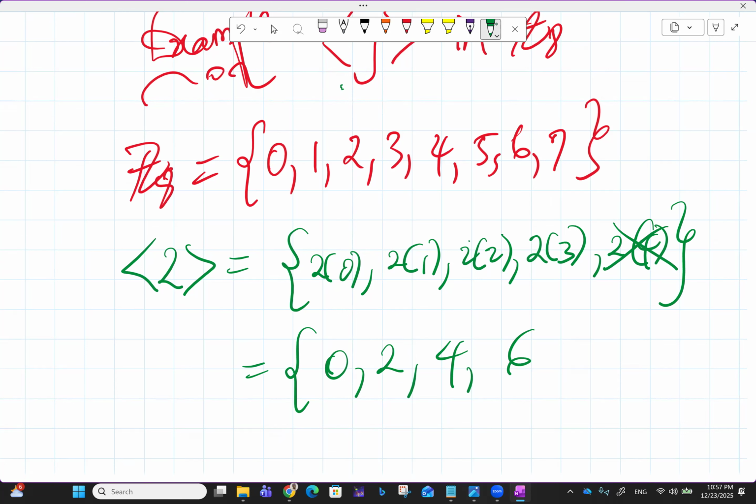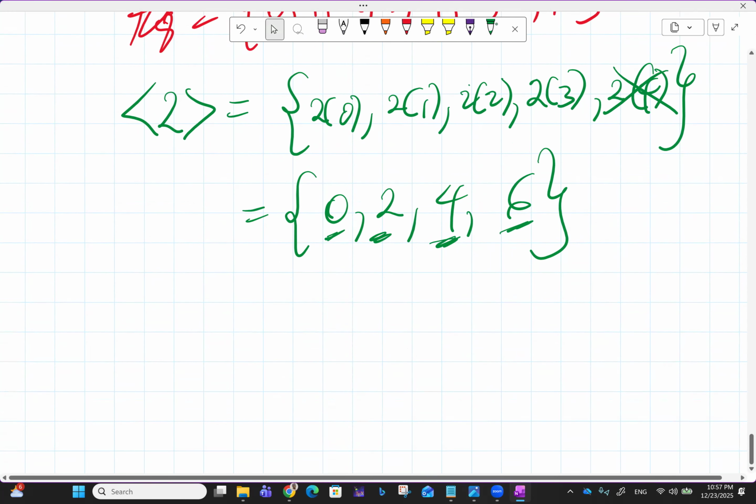2 times 4 is 8, but in mod 8, 8 divided by 8 is 1 remainder 0, so it takes it back here. 2 times 5 is 10, and 10 divided by 8 is 1 remainder 2, so it brings us back here. 2 times 6 is 12, 1 remainder 4, back here. 2 times 7 is 14, 1 remainder 6. So anything you do keeps bringing you back here. All right, so we have that.